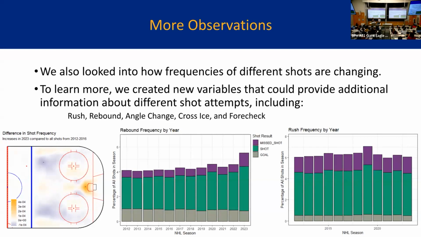And then we also created some new variables based on preceding events of the shot to give more context about what led into that shot. Some of these are rush, rebound, the angle change on the rebound, cross ice, and forecheck, which Quinn will explain next.